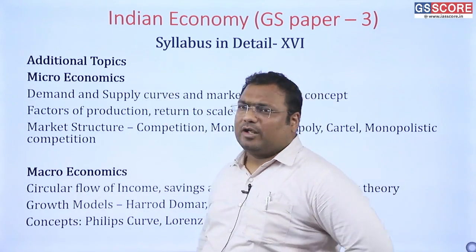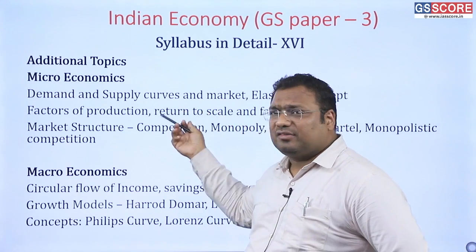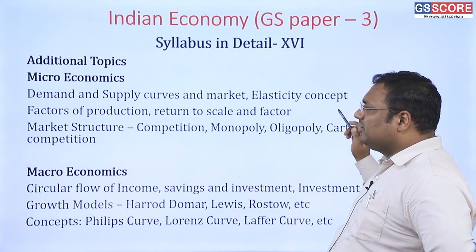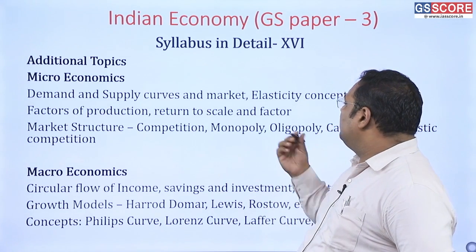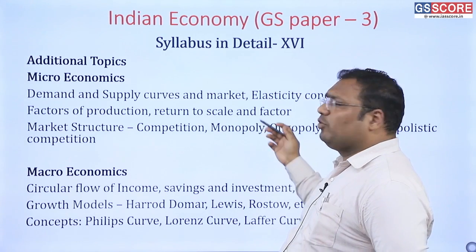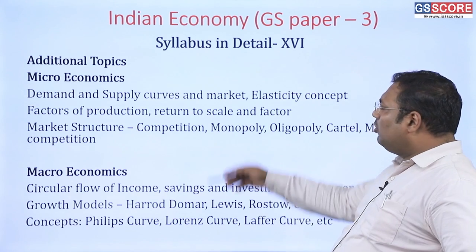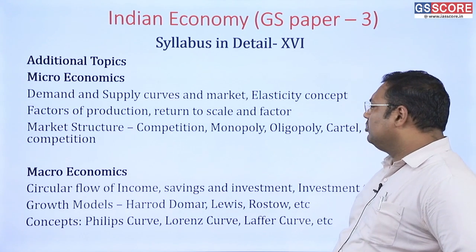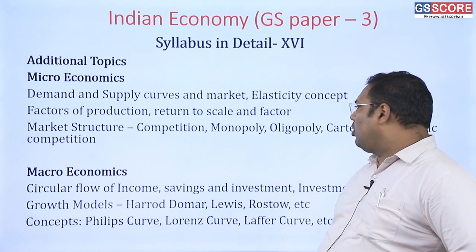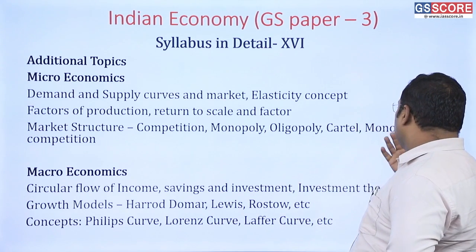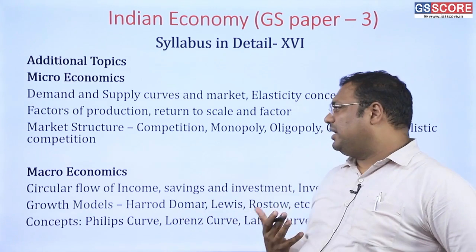So we have microeconomics. Within microeconomics, what is relevant? Demand and supply. Then elasticity. Then what are the factors of production? And then what are the returns to scale, returns to factor, etc. And then the market structure. On all of these, we have seen direct questions. So we need to know what is competition, what are the features of competition, what is monopoly, what is oligopoly, and monopolistic competition. So that also we need to study in addition.